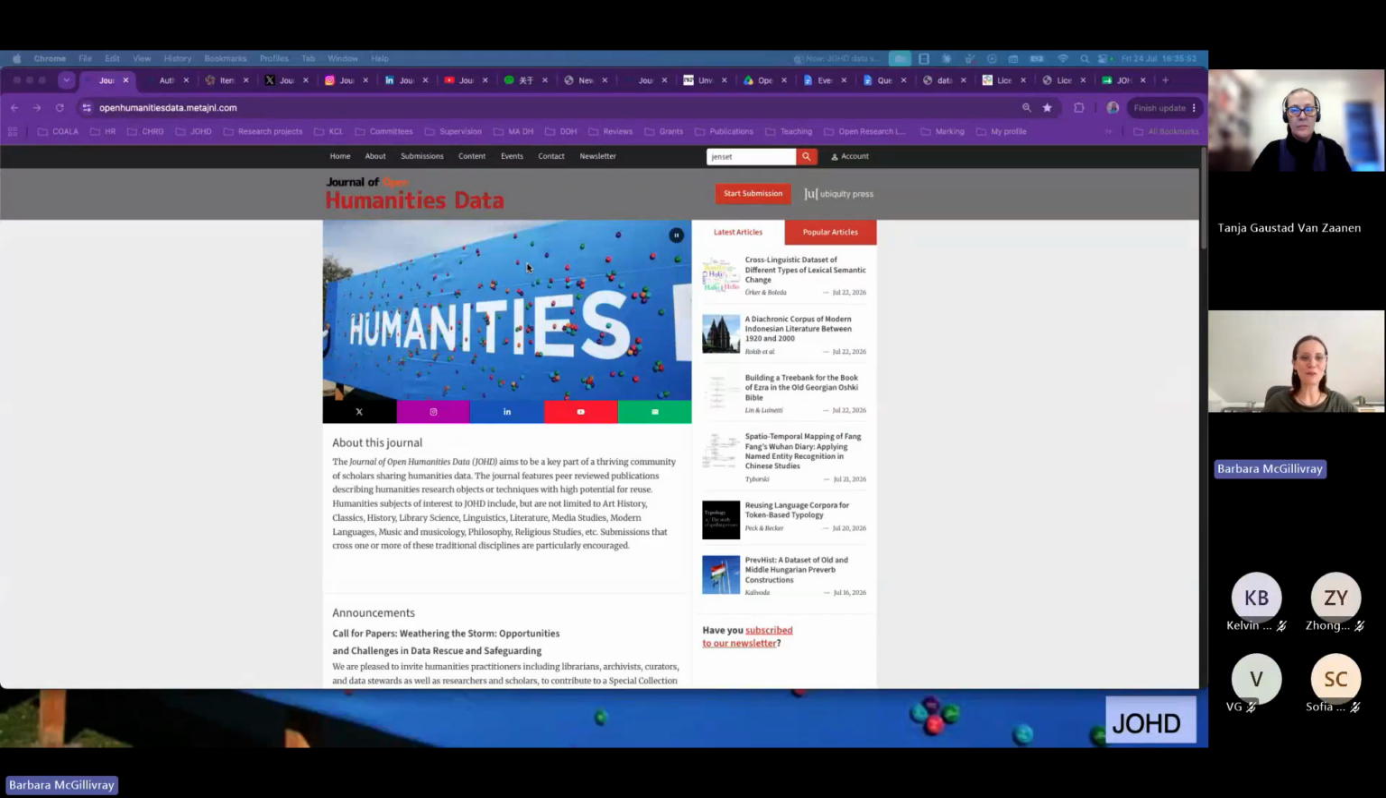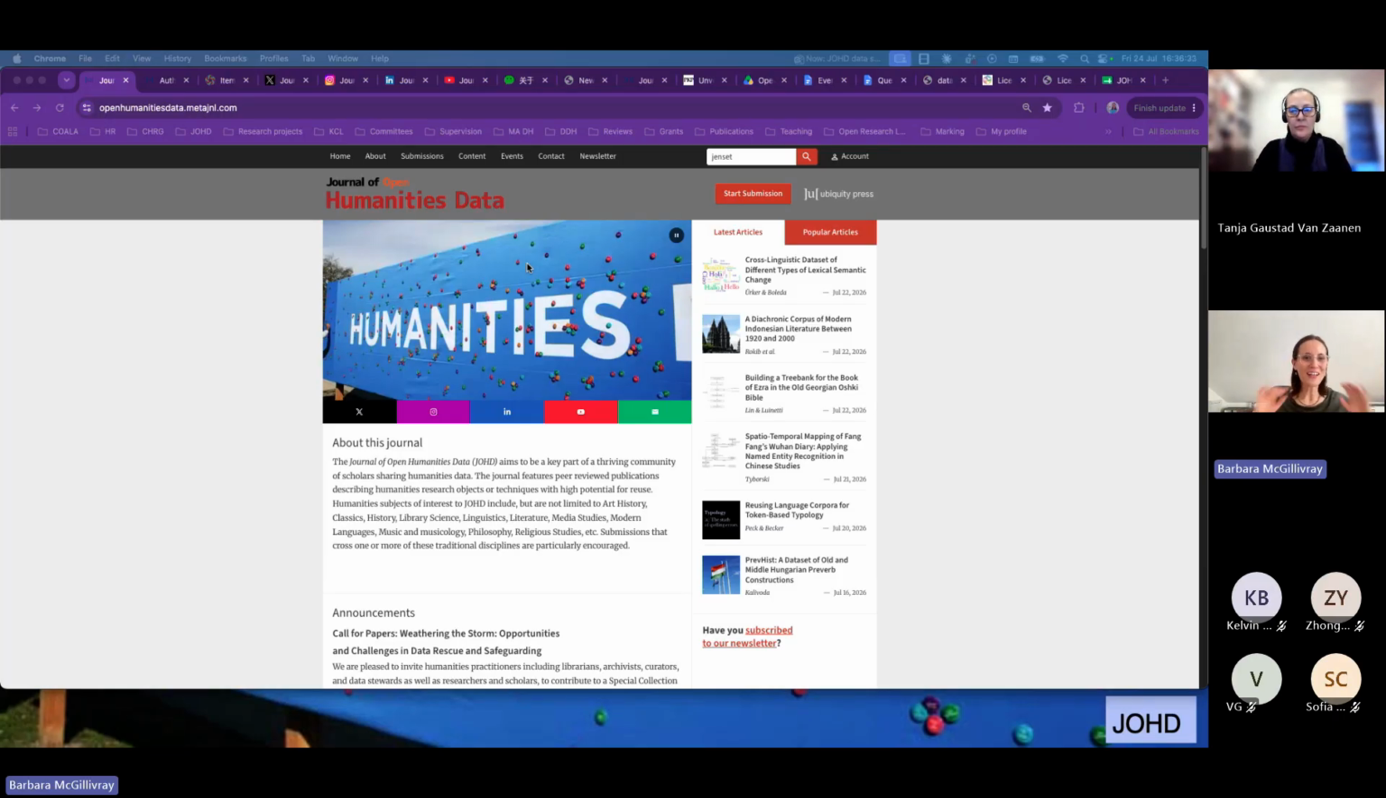this journal was launched in 2015 by Ubiquity Press, and at the time, Ubiquity Press wanted to experiment with launching journals that published non-traditional research outputs like data or code. So the Journal of Open Humanities Data is a data journal for the humanities. So we publish papers that are focused on data sets.